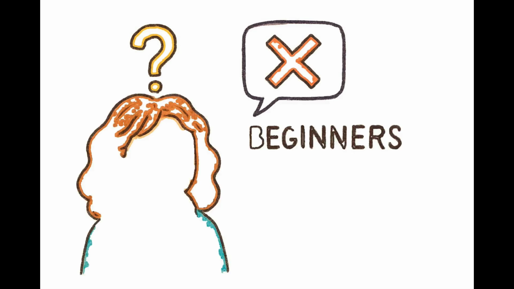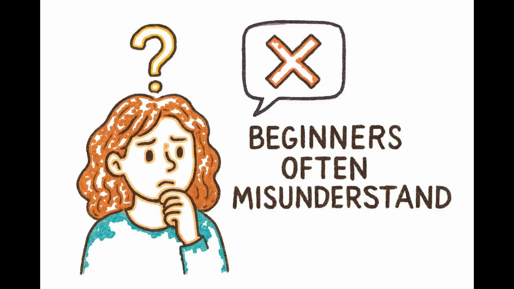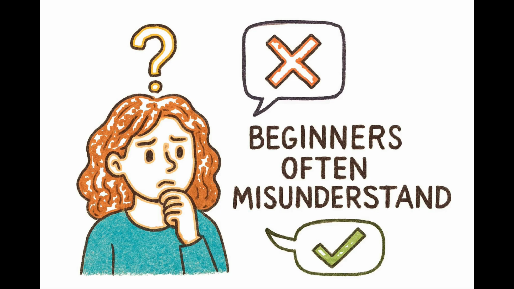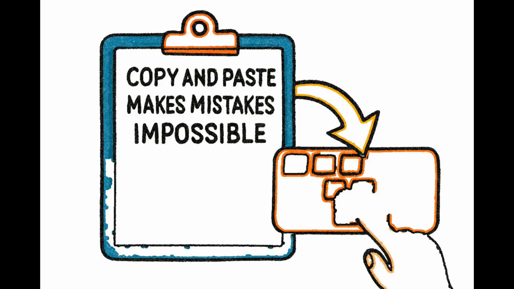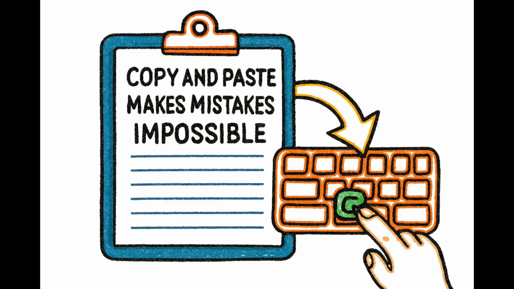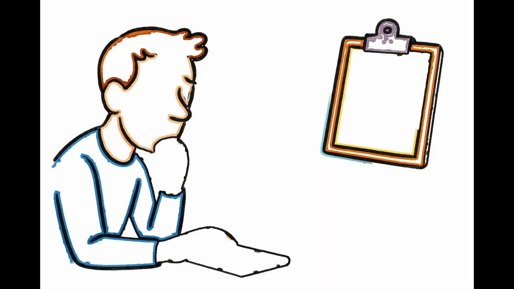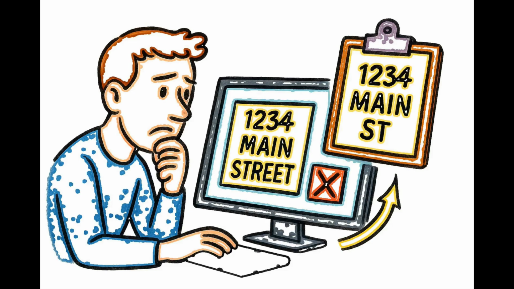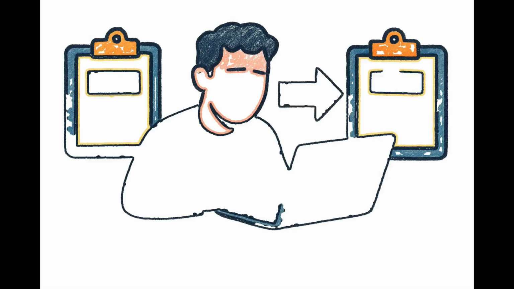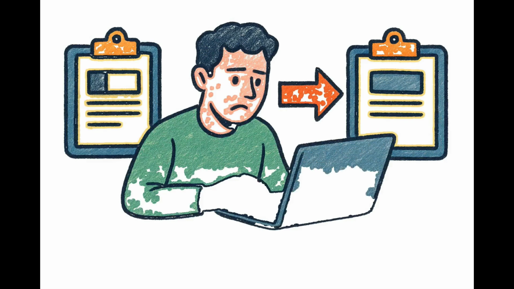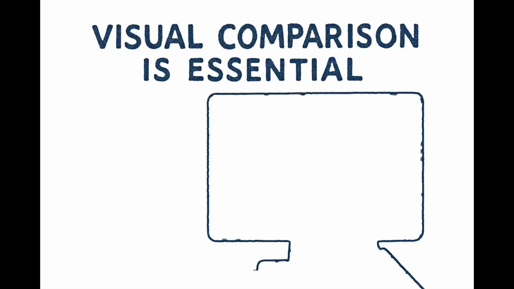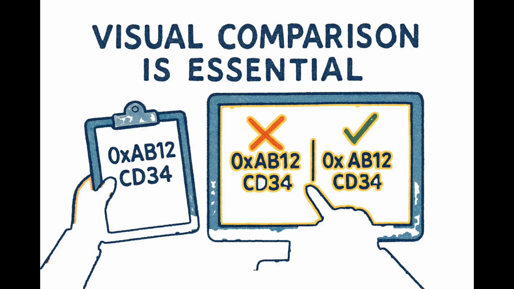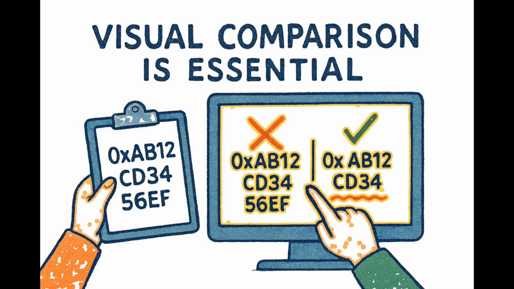With that full flow in mind, let's look at what beginners often misunderstand during their first send. A common misunderstanding is thinking that copy and paste makes mistakes impossible. People assume that if they didn't type the address, it must be correct. But clipboard swapping malware exists, and honest paste errors still happen. That's why visual comparison is essential, even when everything feels automated.